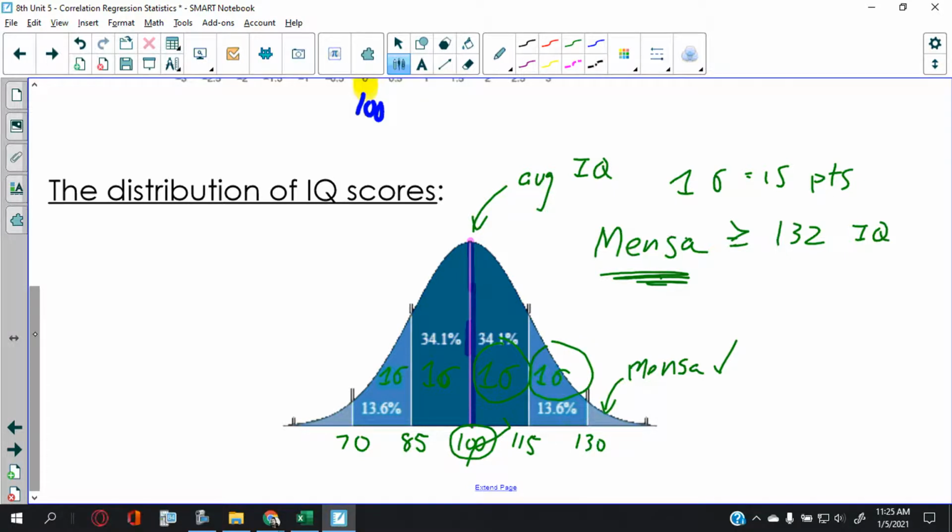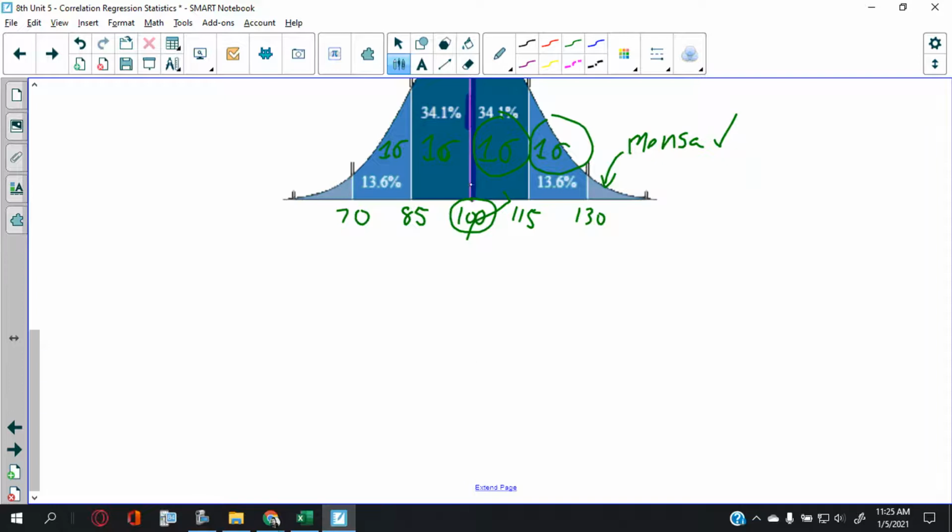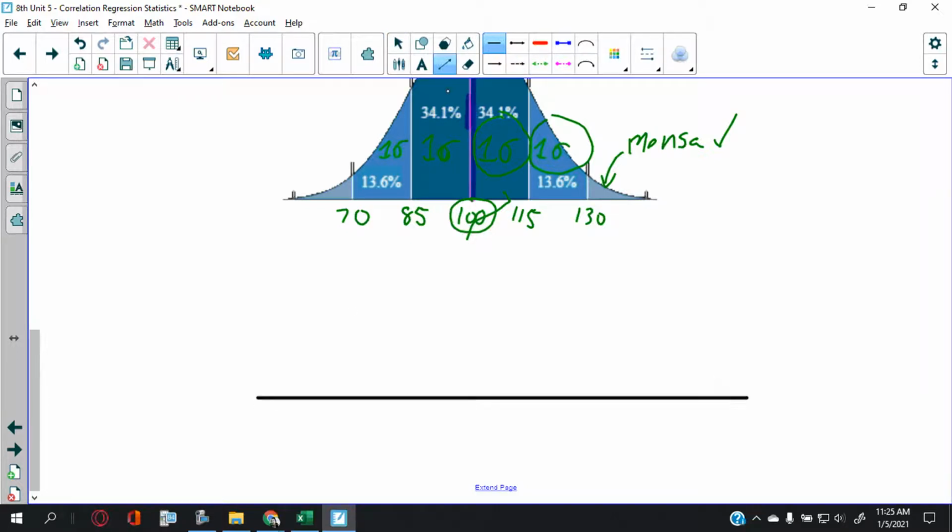I'm trying to do this because I want to give you examples in real life so that I can get the concept across. So let's look at it another way. Let me draw another curve. I don't think I'm going to do a very good job of doing it.